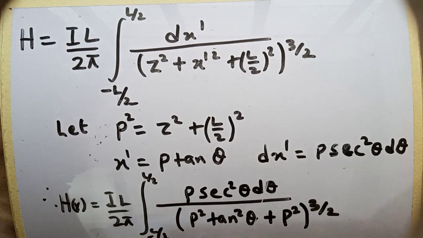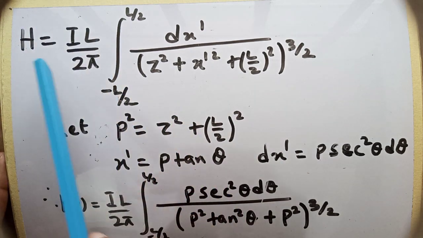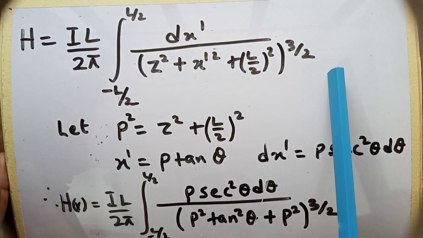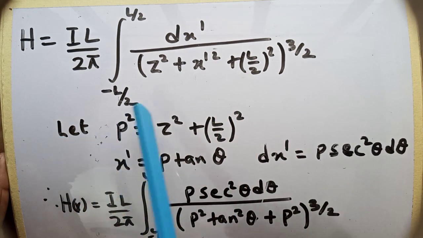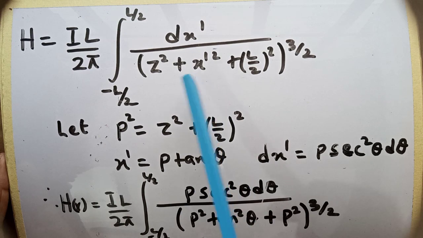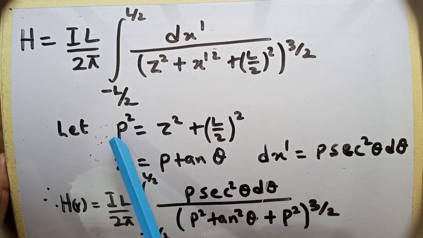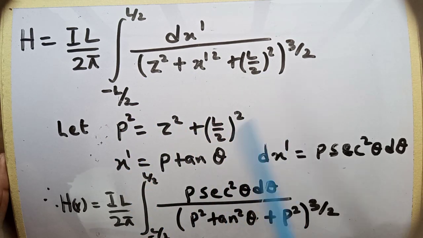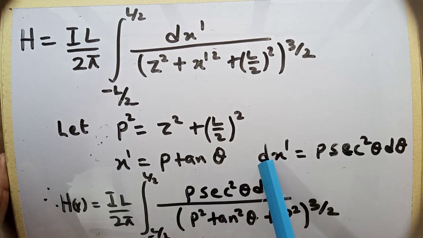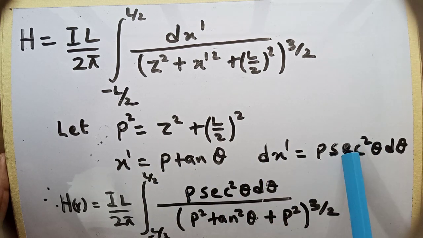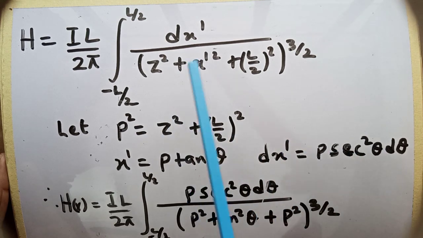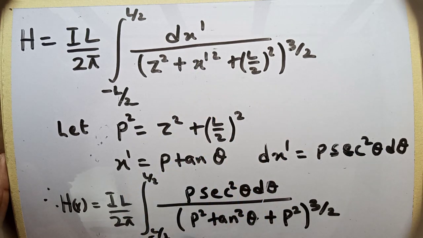So the next thing is we have our h equal to this expression. Then for us to solve this integral, we let p squared equal to this expression. That's this and this. P squared equal to this expression. Then we can now say let x prime equal to p tan theta, where dx prime is equal to p sec squared theta d theta.